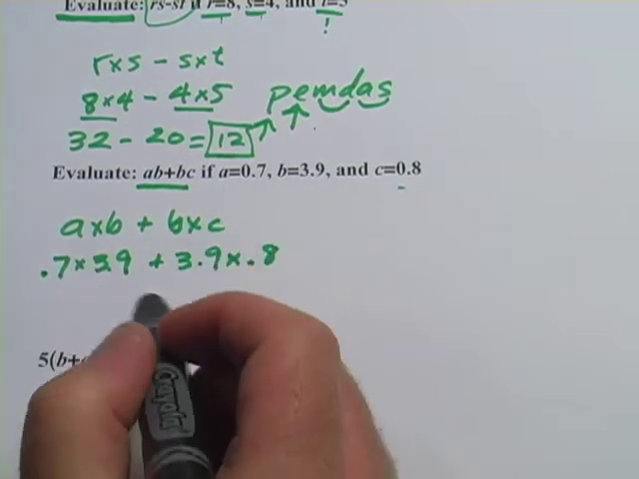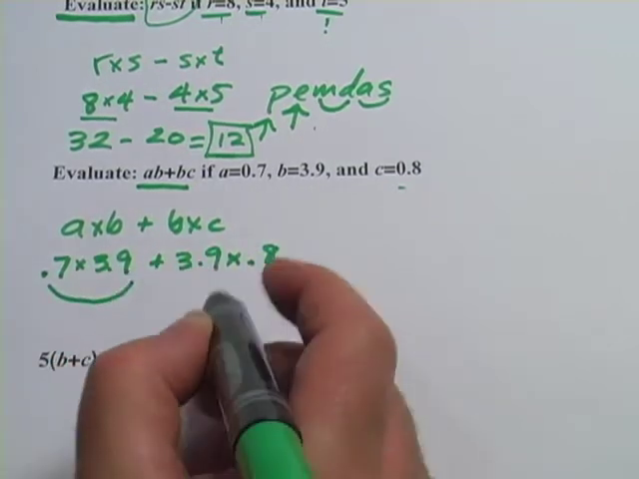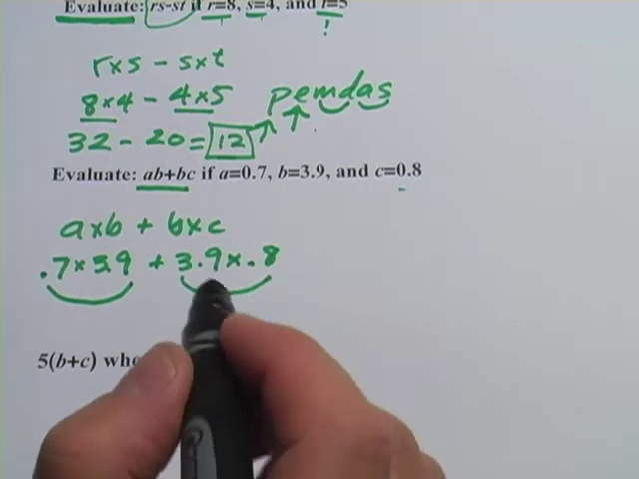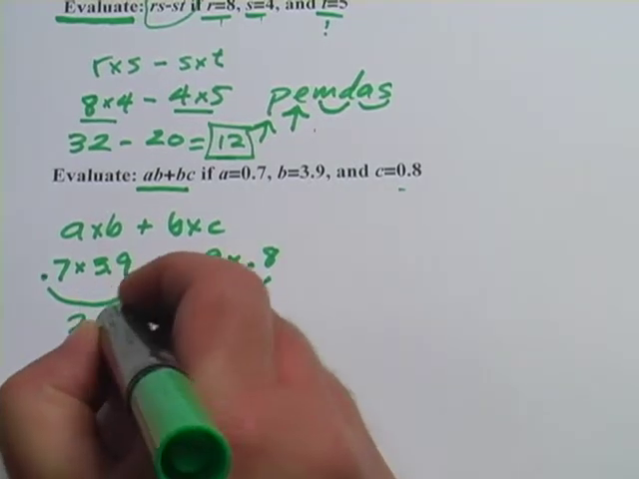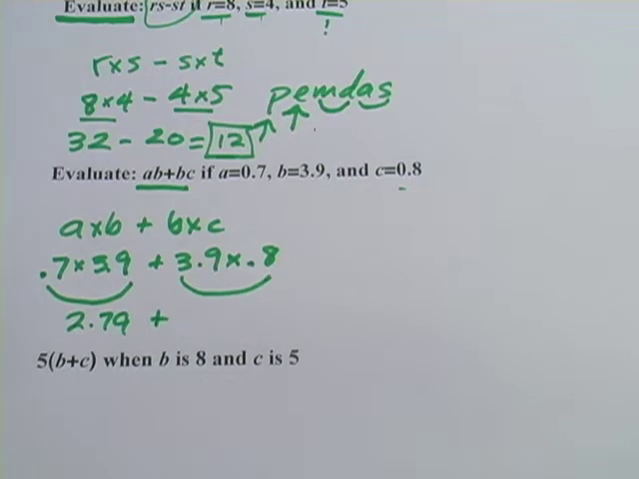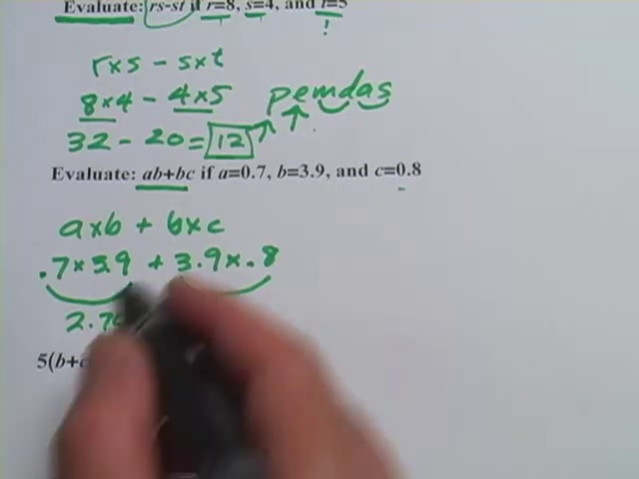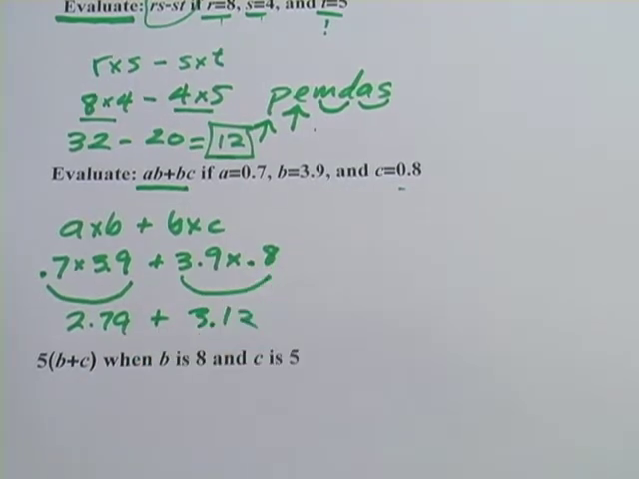Once again, according to the order of operations, I have to do my multiplication first and then add those two chunks together. I'm going to use my calculator on this one. I've got 0.7 times 3.9. That's 2.79. And then 3.9 times 0.8. That's 3.12. And then add those two together, and I get 5.91.